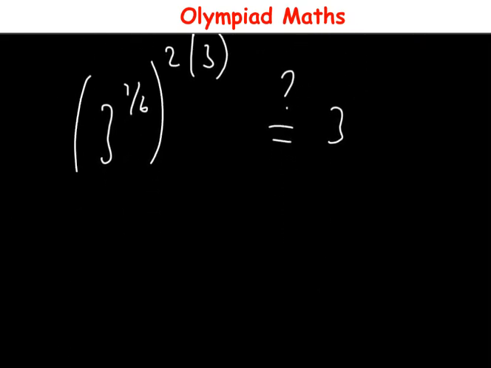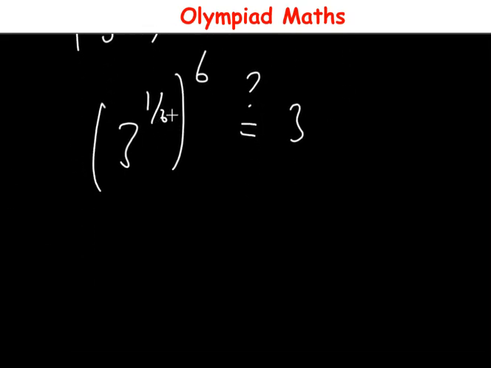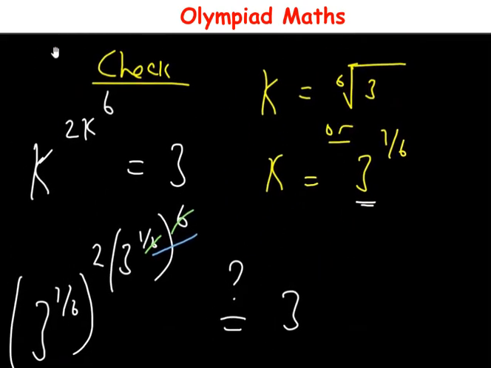From here, what we have is, in brackets, 3 raised to power 1 over 6, all raised to power 2 times 3, which is 6, which equals 3, with this equal question mark. Also, from here, 1 over 6 will multiply 6 such that 6 will divide 6. What we have is 3 raised to power 1 is equal to 3. And with this, 3 raised to power 1, the value is 3, which equals 3. Now, since they're equal to each other, this means that the value of k that we got, 3 raised to power 1 over 6, is the correct solution for the given question.